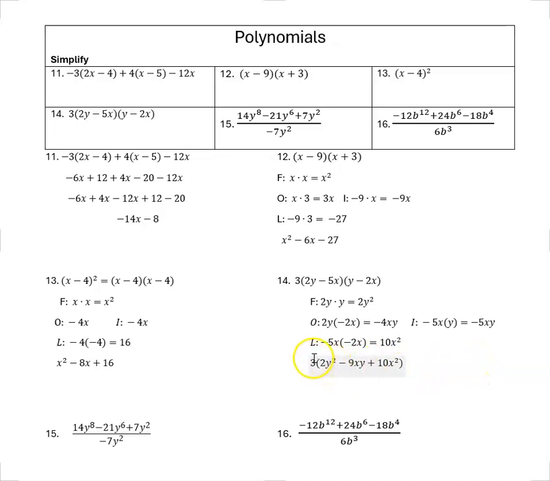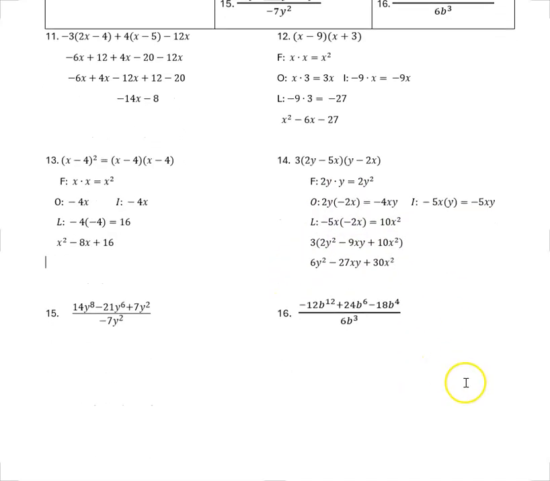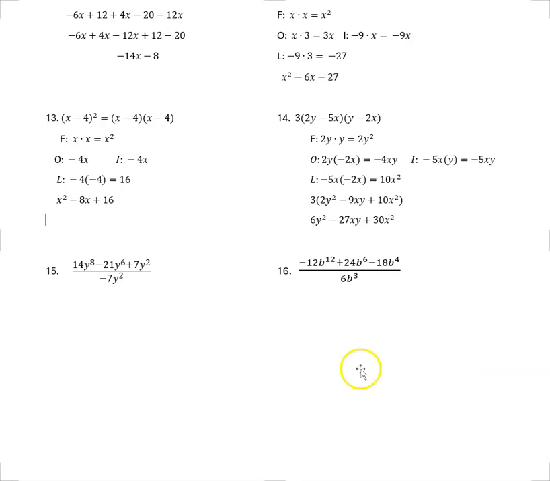And now I'm going to take 3 times 2 and 3 times -9 and 3 times 10 to get my final answer, which is going to be 6y squared minus 27xy plus 30x squared. So FOIL and then multiply that through at the end is how I would do it. There's more than one way to do these.